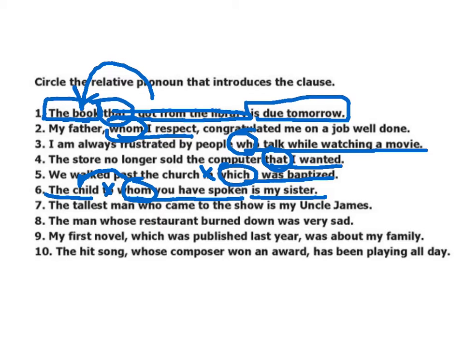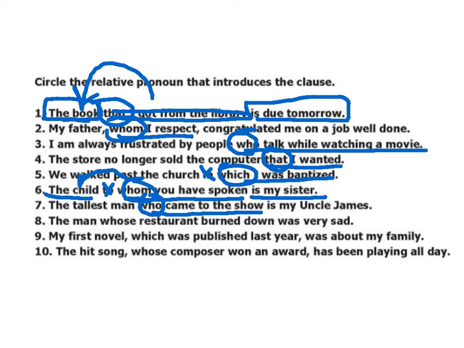Number 7, the tallest man who came to the show is my Uncle James. You've got who as the relative pronoun. Who came to the show is telling you which man, so that's your relative clause. And your independent clause is, the tallest man is my Uncle James.